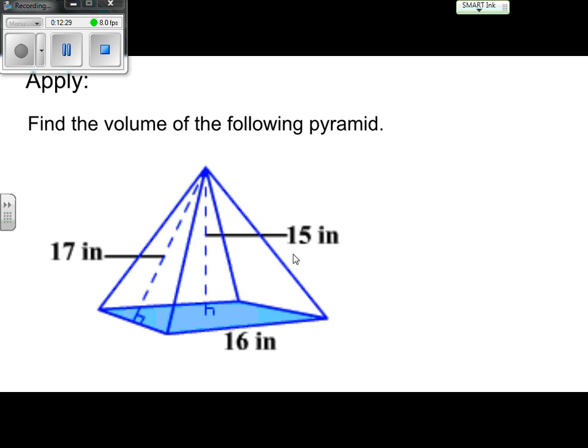So let's start with the pyramid. And again, anything that works for the pyramid, we do the exact same approach for a cone. And what is that approach? We find the area of our base. In this case, our base is a square. How do you find the area of a square? Base times height, or one of its sides squared. So we'd have 16 times itself. So you could write 16 squared, or 16 times 16. And that would be the area of our base.